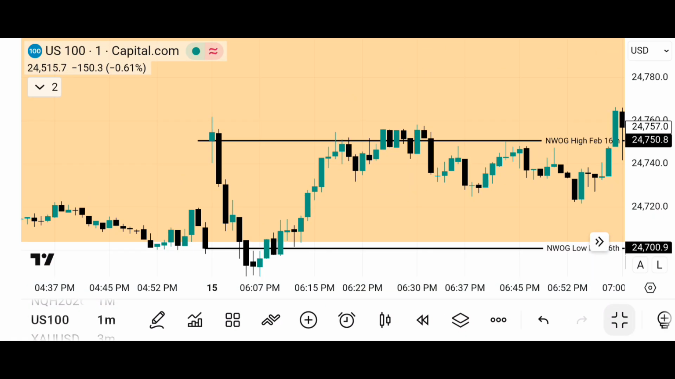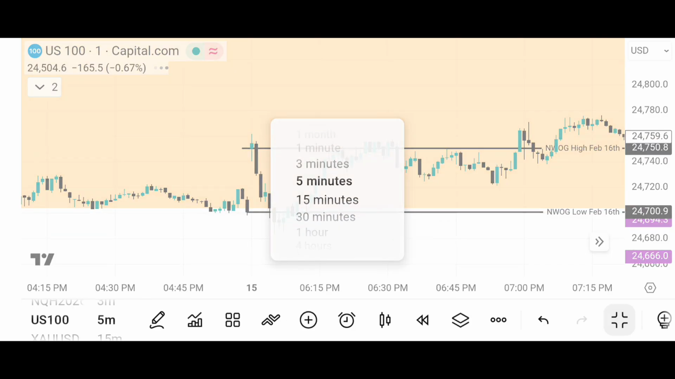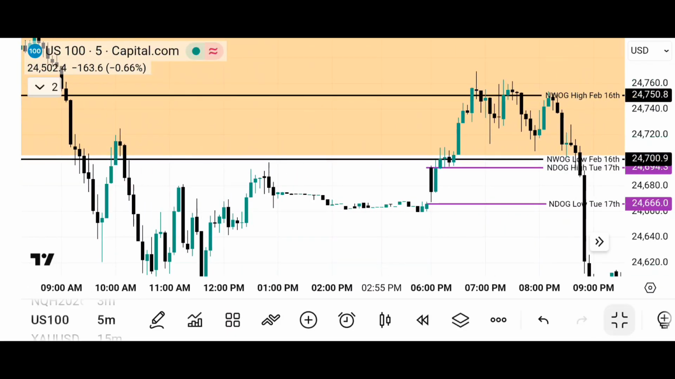Now you know a few things about the new week open gap and the new day open gap, how it's formed, the time where it's formed, and how to draw and tag or label the highs and the lows of it. Now let's go to the price action, the price run for today.